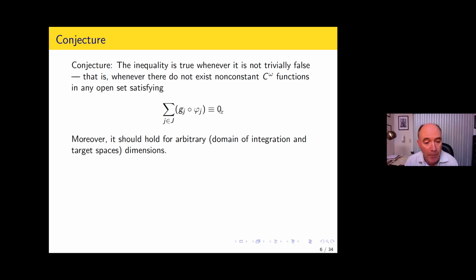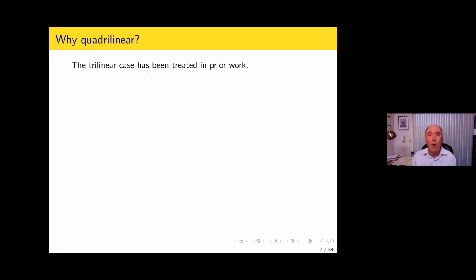Okay, so the conjecture is not only for integrals over balls in R2, but for integrals over balls in any space with any finite number of factors, provided that everything is real analytic and there's no obvious obstruction. Why are we talking in the title about the quadrilinear case? It's just because the trilinear case has already been treated in prior work, and the quadrilinear case is the next step.